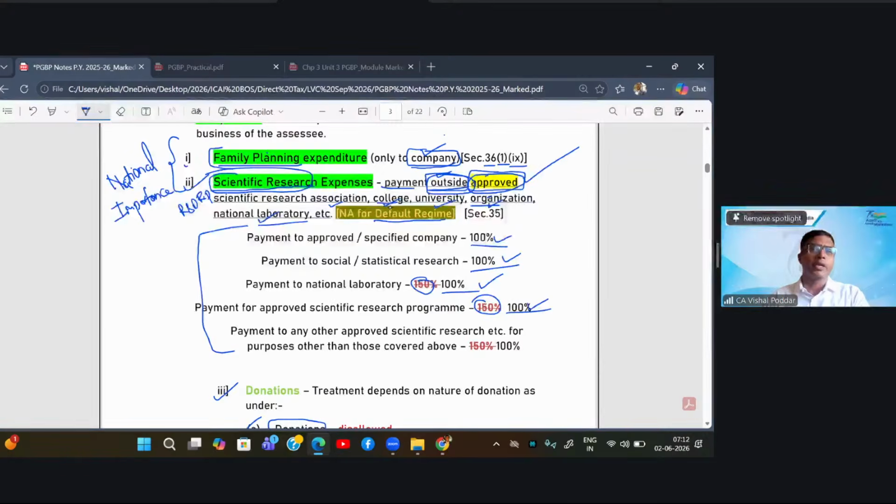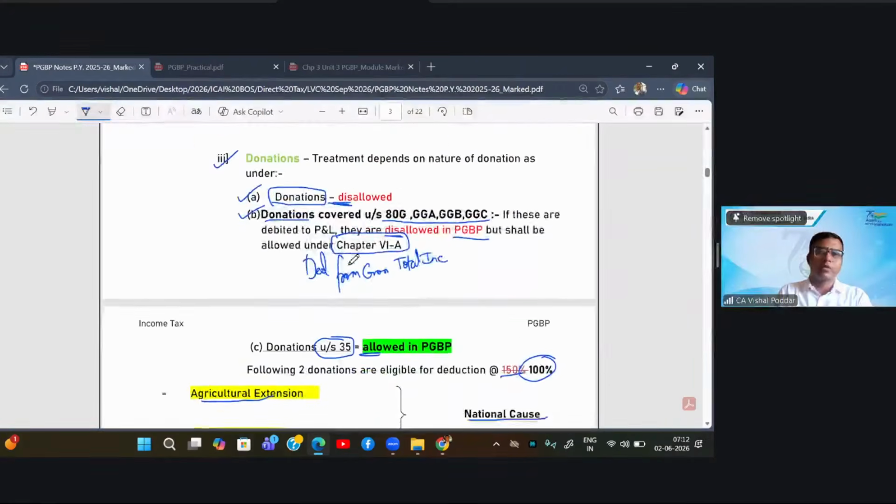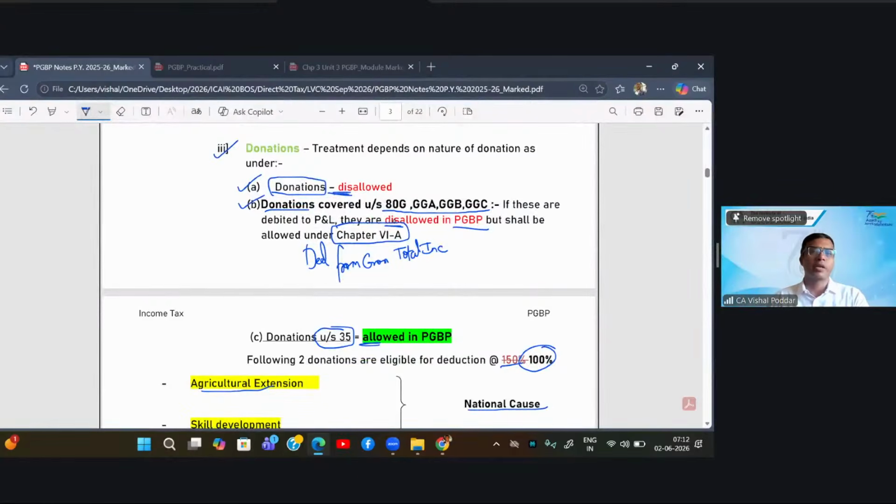Important point, if you are in the old scheme, then you are eligible for this deduction. But if you are in the new scheme, which is also now the default scheme, the deduction is not allowed for the new scheme. So this is one expense which has different implications depending upon the scheme of taxation you are following. Third expense, donations.